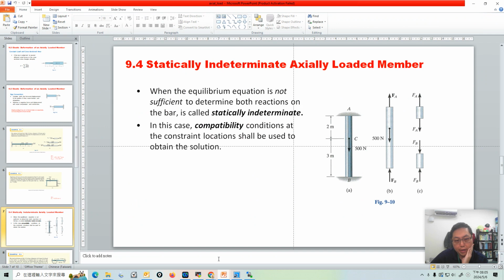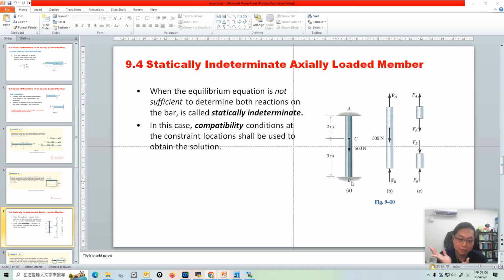Suppose we have a bar clamped between two walls. I call the two terminal points A and B. Then I apply an external loading of 500 Newton acting at point C, pointing downward. And I'm asking you to find the reaction forces at terminal A and terminal B.